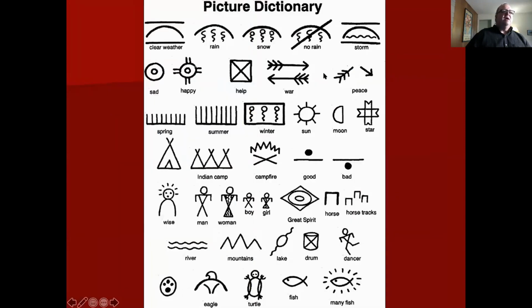So it's an ideograph. This is a picture dictionary, so to speak, of Native American symbolism. Native Americans didn't have as much of a written language as the Europeans did, by far, but they did have some symbolism and some writing of this kind of type.